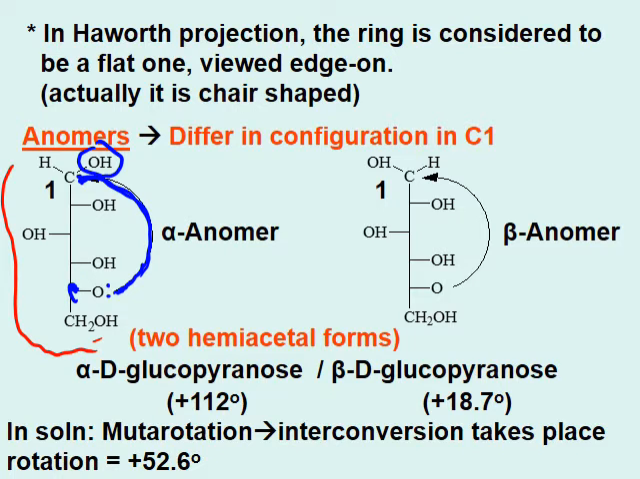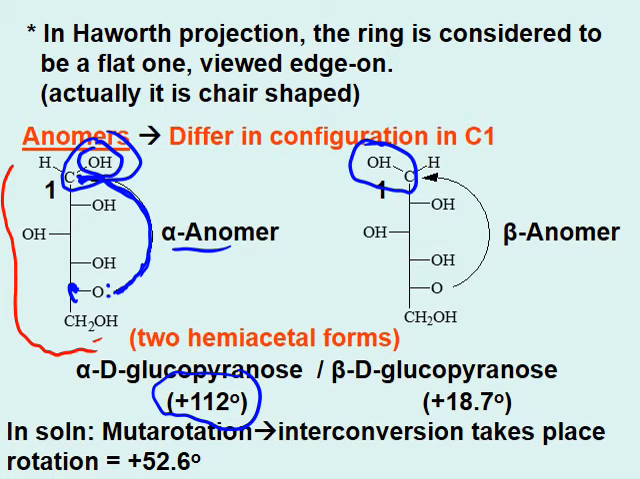Now there could be two forms of it. This is called the alpha anomer, where OH on carbon 1 is directed to the right. If the OH group is directed to the left, it's called the beta anomer. Now the specific rotations of these two different isomers are quite different. For alpha, the rotation is plus 112 degrees, and for beta, it's plus 18.7.